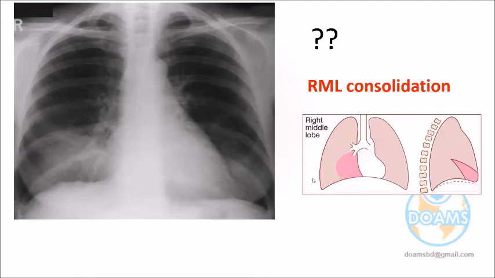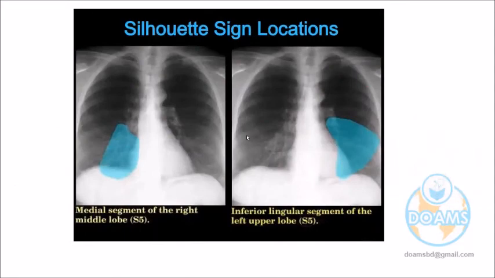So how to identify? There is a rule. This is called silhouette sign. Right heart border and the diaphragm, Dr. Hind, which is clearly visible, right heart border or diaphragm? Diaphragm. Quickly, doctor. Diaphragm is visible, right heart not visible. So if right heart is difficult to see or not visible, any shadow attached with this is middle lobe. Okay, doctor? If diaphragm is not clearly visible, it will be lower lobe. It is called silhouette sign. You see, this is the middle lobe, not lower lobe. This is called silhouette sign, like this.